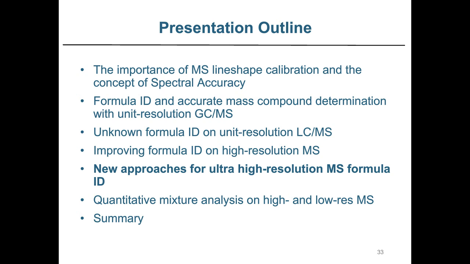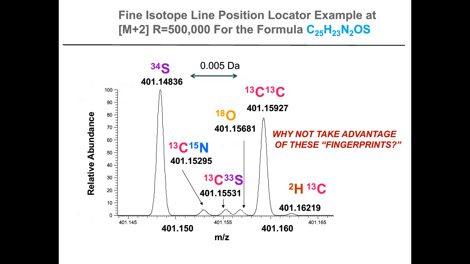And in fact, as it turns out, we can take advantage of mass spectrometry at high resolution to really get very definitive fingerprints. It's interesting if you look at M+2 here. This is actually calculated from vendor software at a resolution of 500,000. You can see at M+2, and again, note that the scale here is at the top there. That arrow designates 5 milli-daltons.